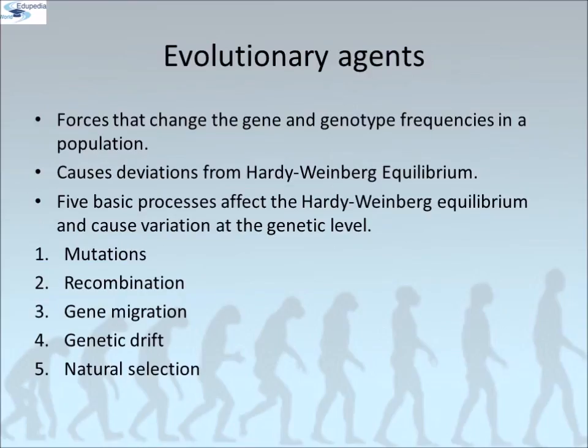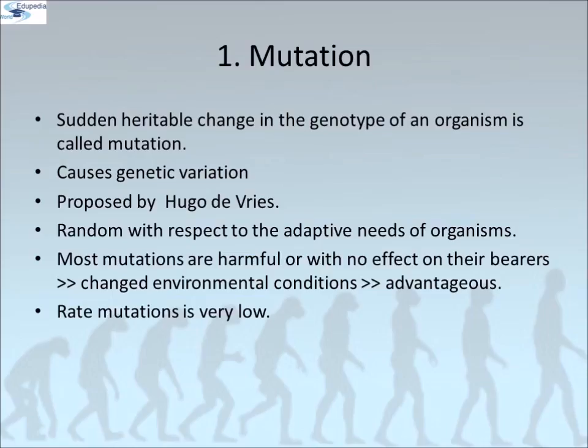Evolutionary agents. The forces that change the gene and genotype frequencies in a population are called evolutionary agents. They cause deviations from Hardy-Weinberg equilibrium. Five basic processes affect Hardy-Weinberg equilibrium and cause variations at the genetic level. These are mutation, recombination, gene migration, genetic drift, and natural selection.